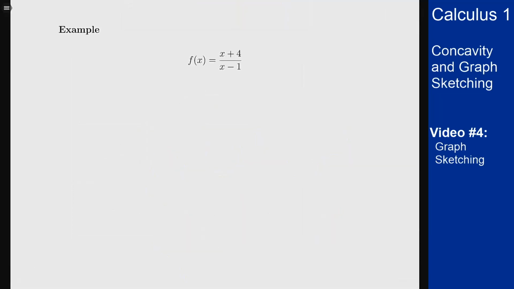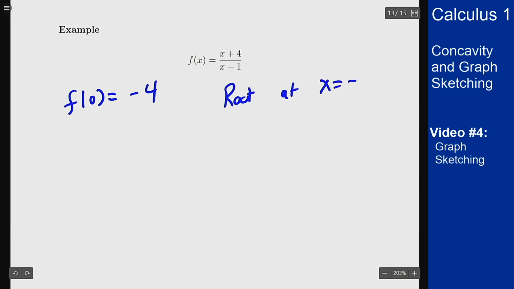Let's work out this example here. The function is x plus 4 over x minus 1, and we're going to analyze it using this calculus stuff. There will be a table to fill out with all this information, and then we can draw the graph of this function. So what can we tell right away from this function? Well, let's get some points out of it first. We know that if I plug in 0, f of 0 is minus 4, because I get 4 over minus 1, and this function has a root at x equals minus 4, because that is where this function evaluates to 0.